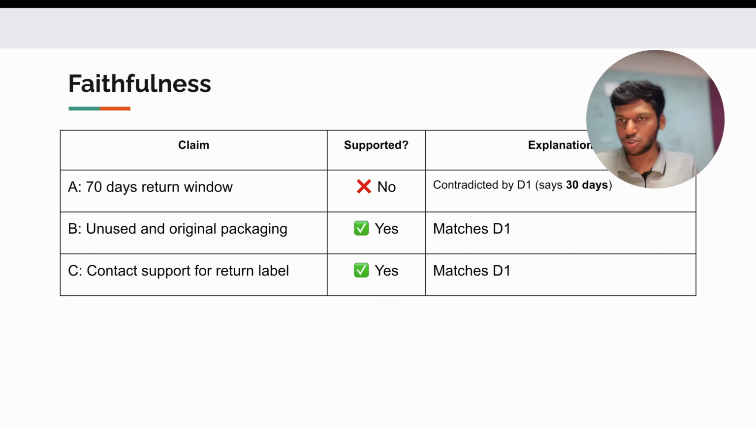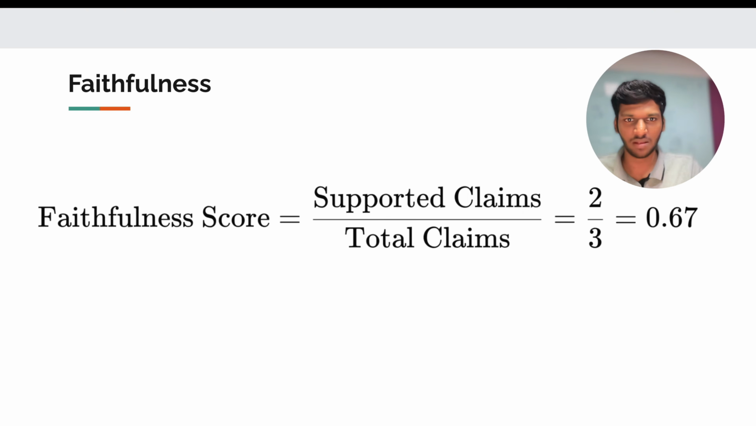So claim 1 is contradicting with D1. D1, the document 1, says 30 days. Claim 2 perfectly matches. Claim 3 perfectly matches. So out of 3 claims, 1 claim fails. That means there are 2 supported claims out of 3 total claims, which comes to a result of 67%.